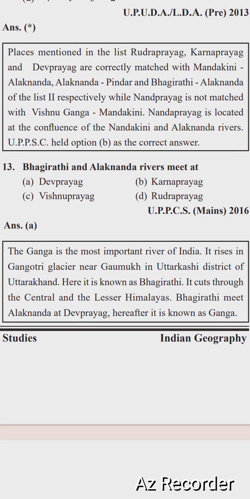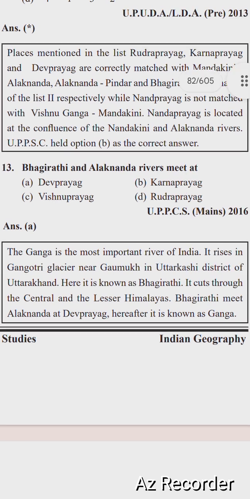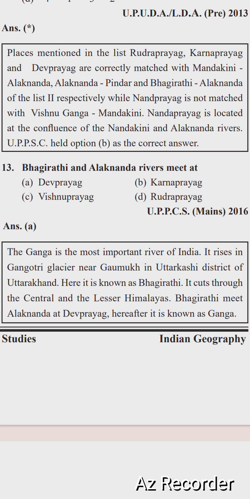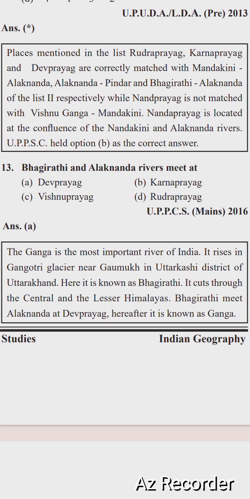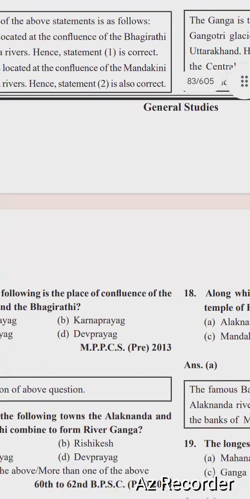The Ganga is the most important river of India. It rises in Gangotri Glacier near Gomukh in Uttarkashi district of Uttarakhand. Here it is known as Bhagirathi. It cuts through the central and lesser Himalaya. Bhagirathi meets Alaknanda at Devprayag, and hereafter it is known as Ganga.